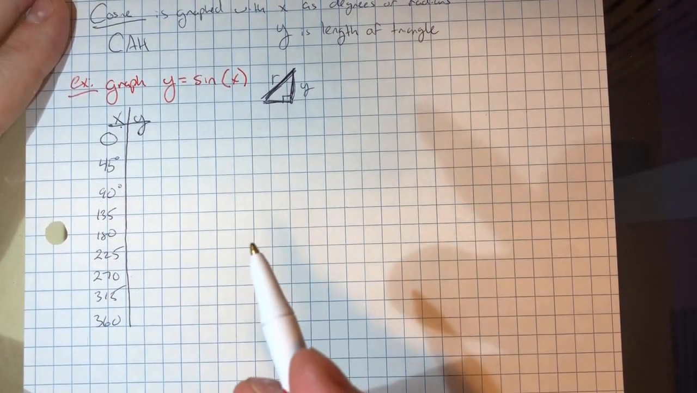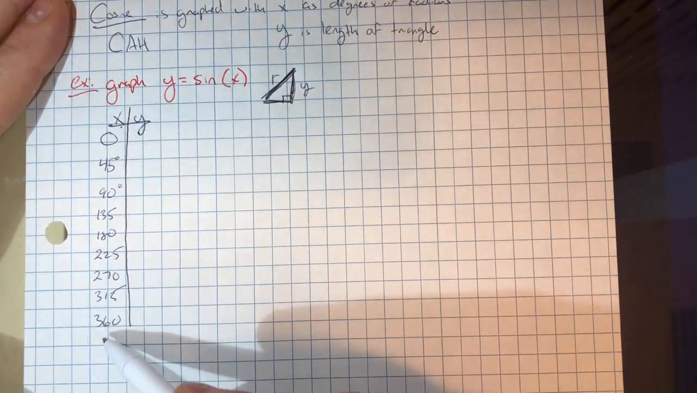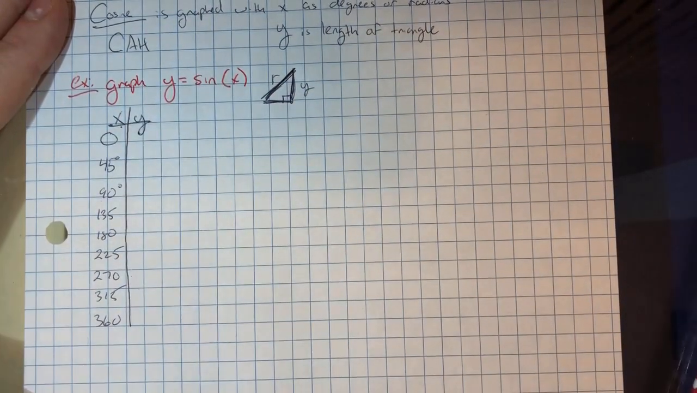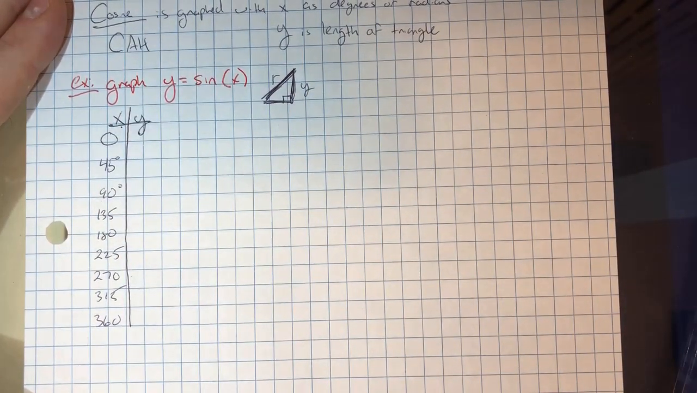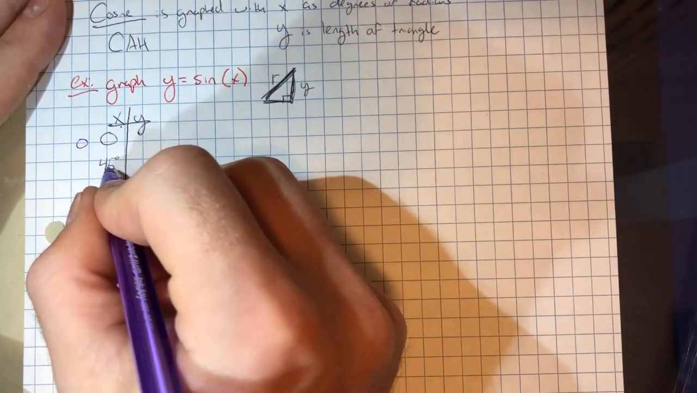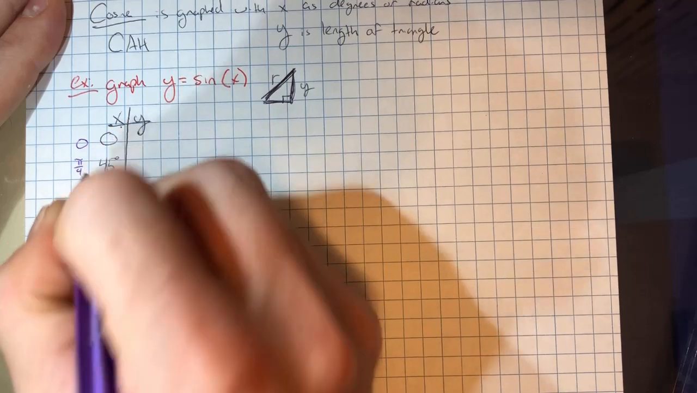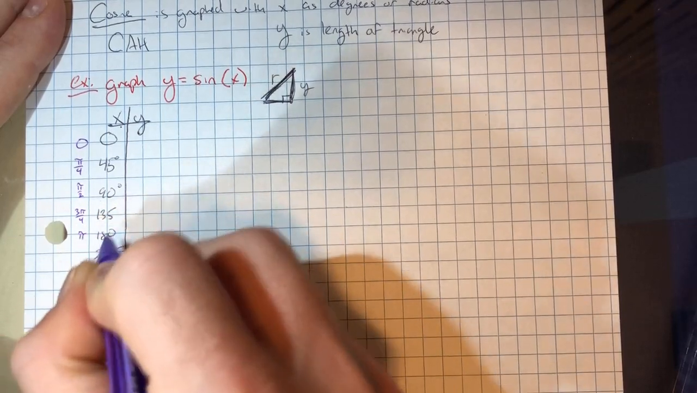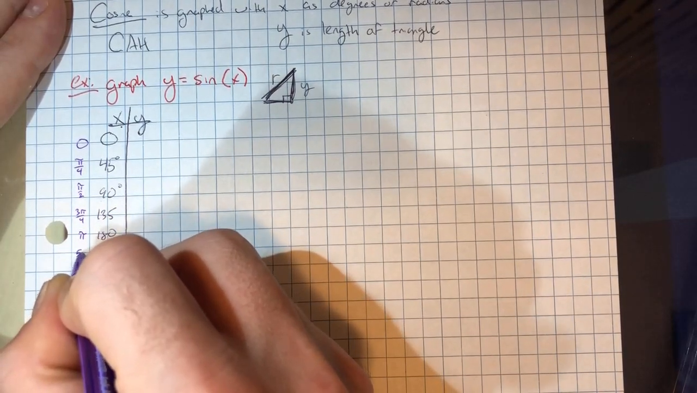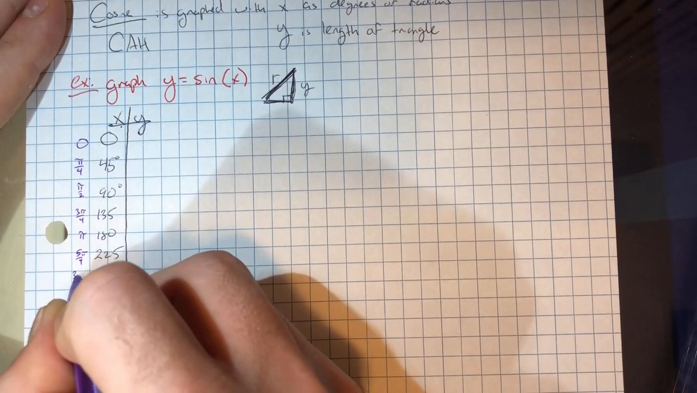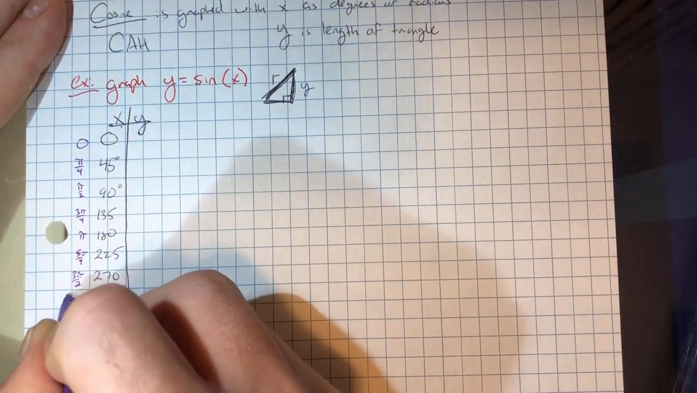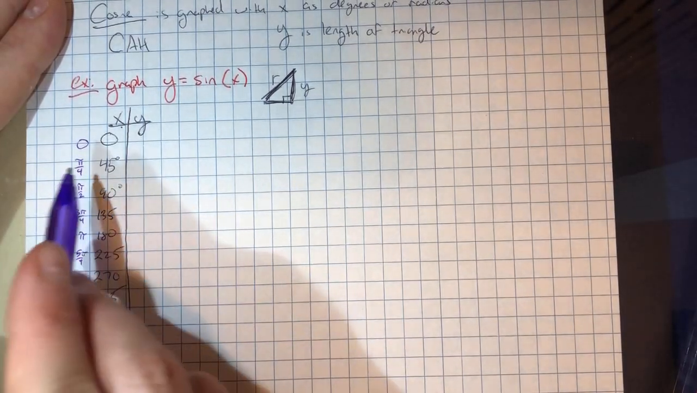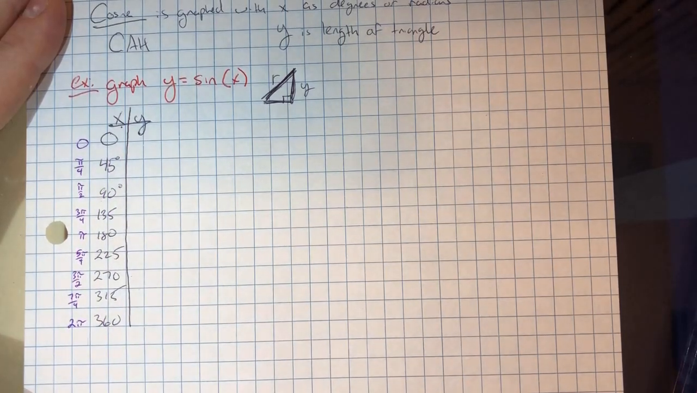Another way that we could do this is with radians, and we would just plug in the equivalent of each radian. So if this was radians, I would still have 0, but then pi over 4, pi over 2, 3 pi over 4, pi, 5 pi over 4, 3 pi over 2, 7 pi over 4, and 2 pi. So it doesn't really matter which unit we use, but we're going to be graphing the entire circle.